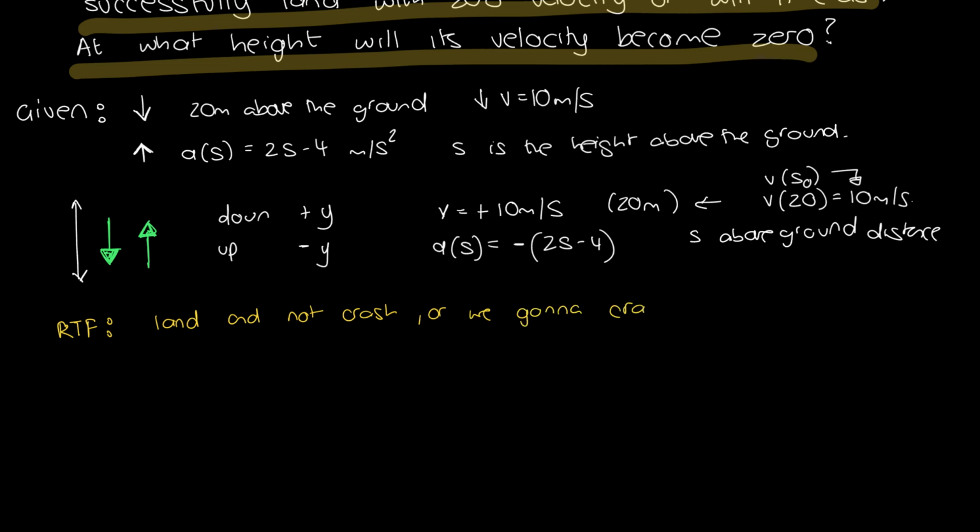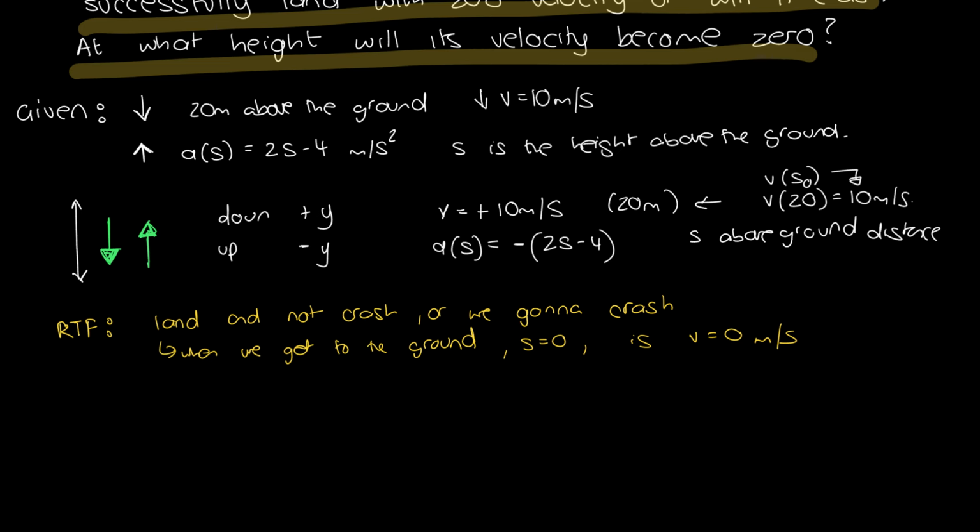Now, if we look at that, what that basically means is when we get to the ground, remember S is the distance from the ground. So when S is equal to 0, is the velocity 0? Because if the velocity still actually had a value to it, you're kind of going into the ground at a speed. And that means you're going to crash.